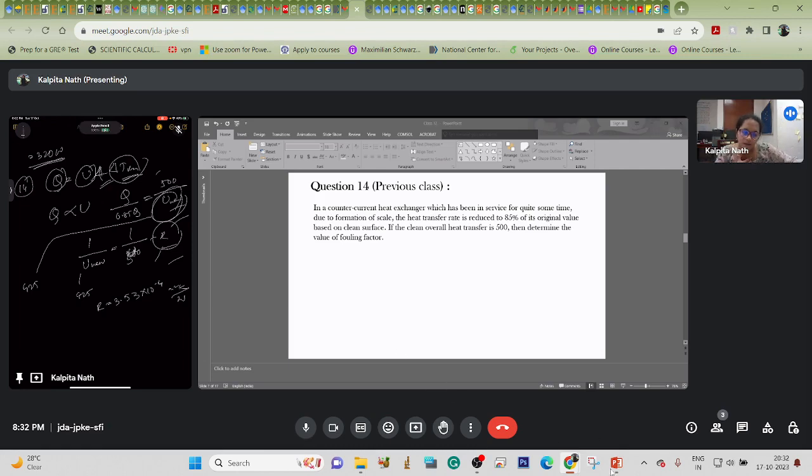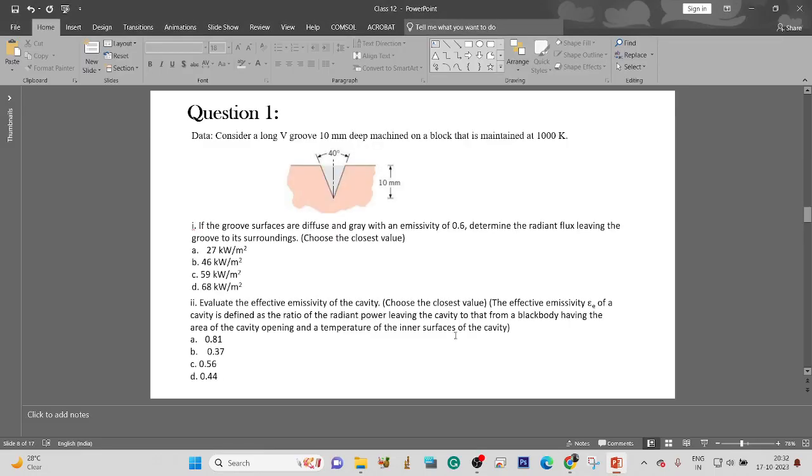So we are done with the previous day's question. We have 45 more minutes, so we can continue now and solve today's question. This is the first question for today. Here there is a V groove that is 10 mm, machined on a block that is maintained at 1000 Kelvin. If the groove surface is diffuse and gray with an emissivity of 0.6, determine the radiant flux leaving the groove to the surroundings.